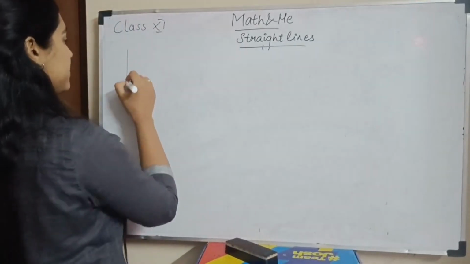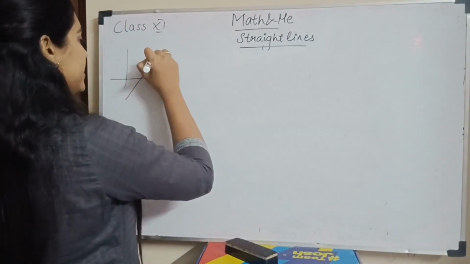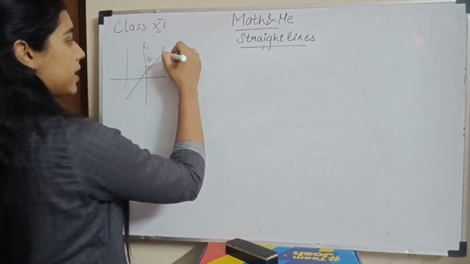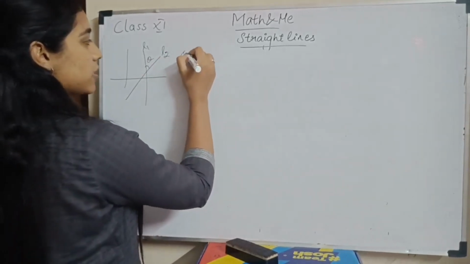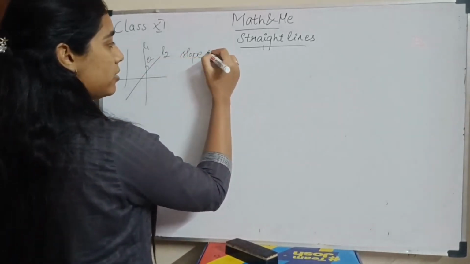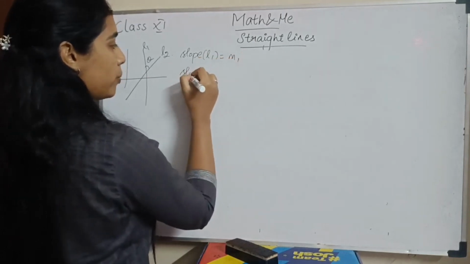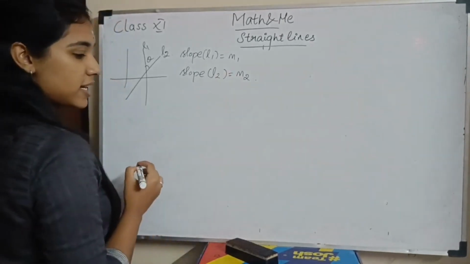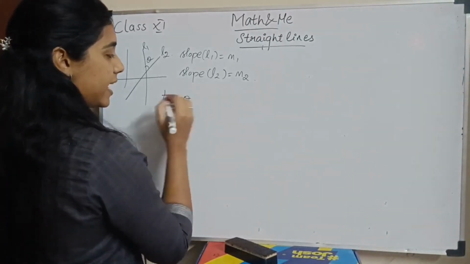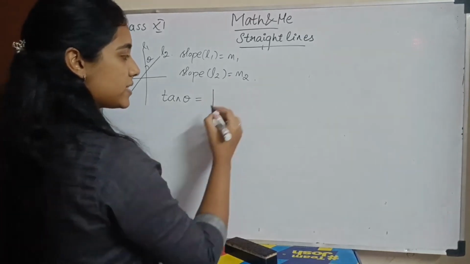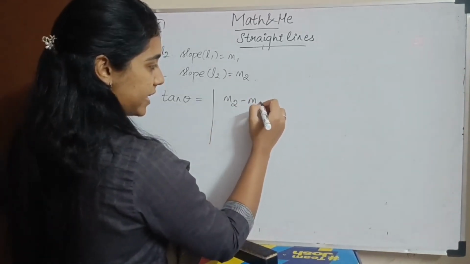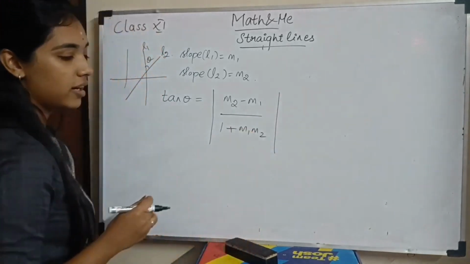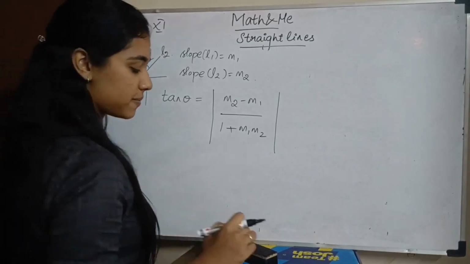Here comes the next formula. When you have two lines that make an angle theta with each other, let this be line 1 and let this be line 2, with slopes: slope of L1 is M1 and slope of L2 is M2. So the angle between the two lines is tan theta equals modulus of M2 minus M1 divided by 1 plus M1 M2. So this is the formula. Using this formula, we are going to solve a lot of questions.